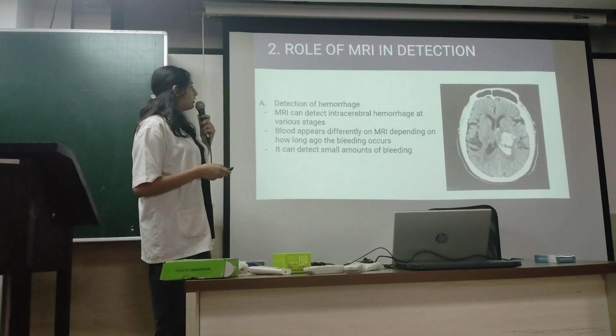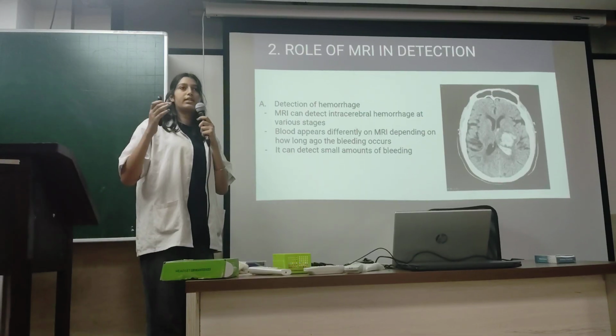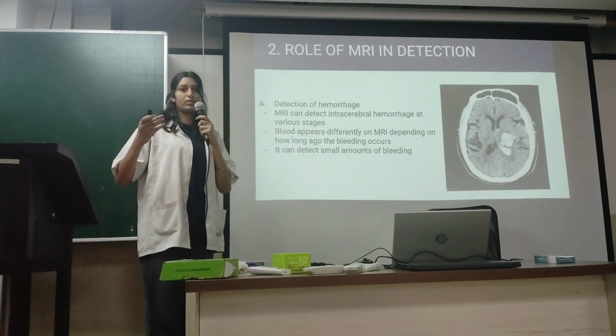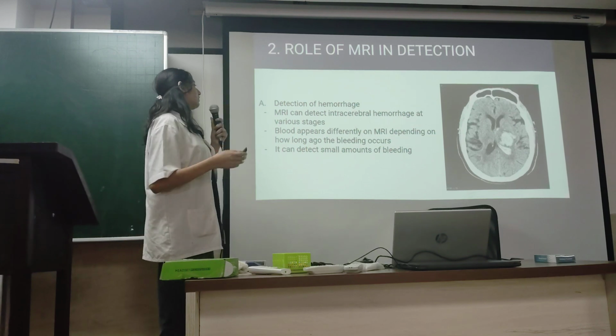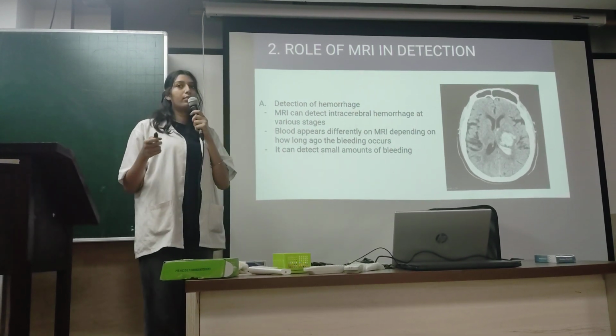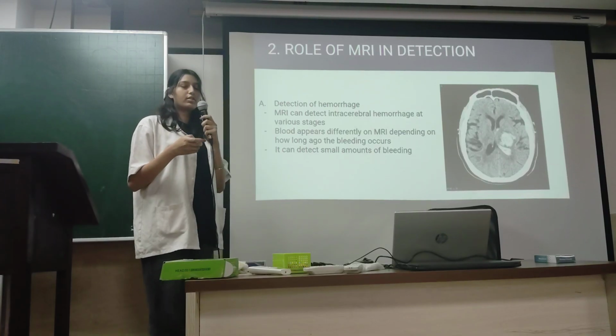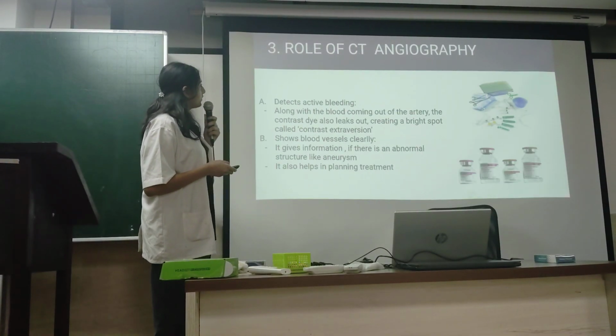Second is MRI. In MRI, it detects blood at different stages because it appears differently. If it is at different stages, it will show differently in the MRI scan. Also, it can detect small amounts of bleeding in the brain. So this is a very good diagnostic technique.